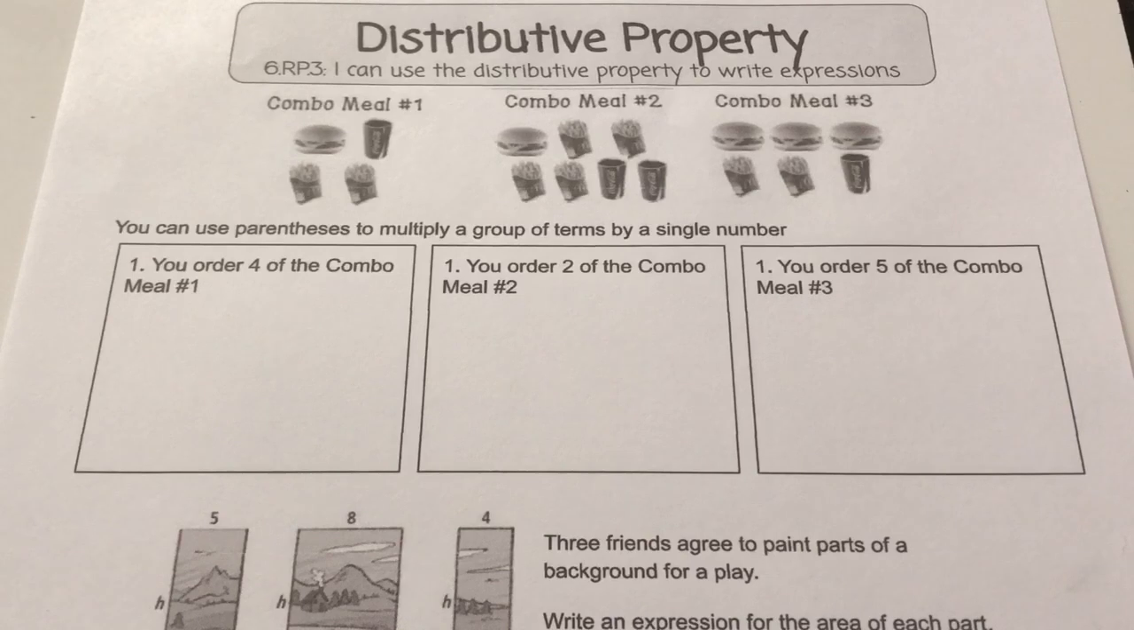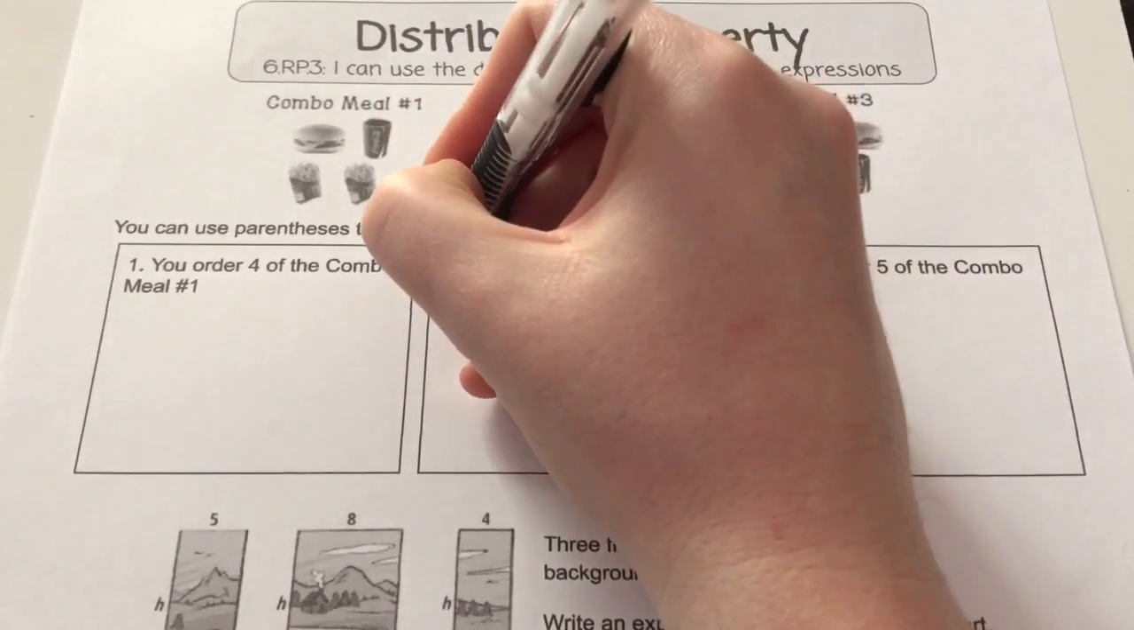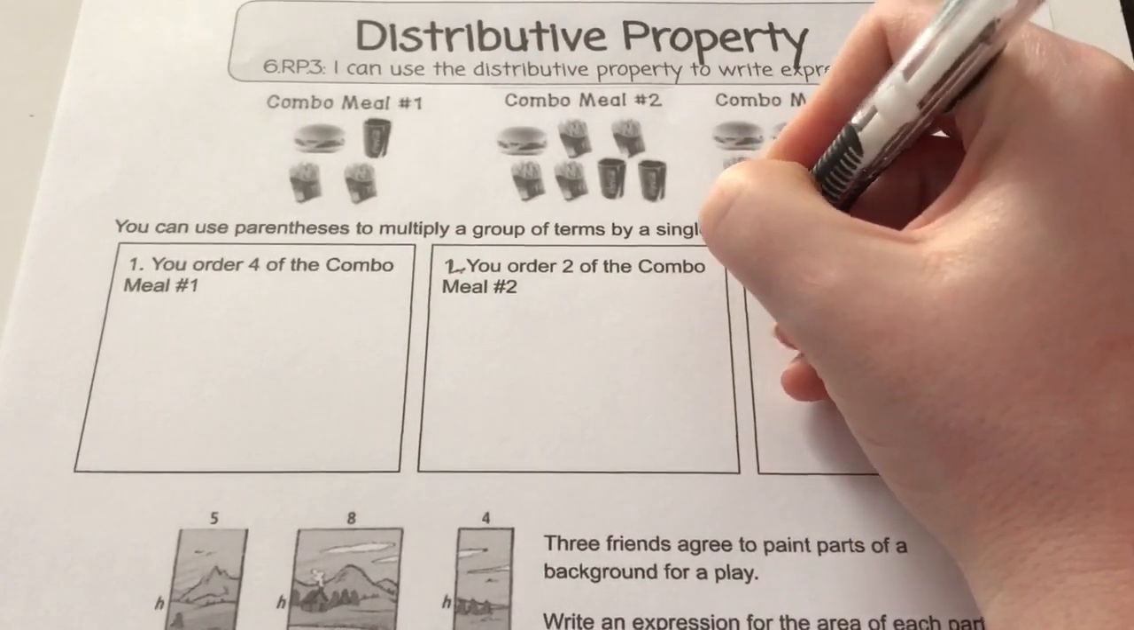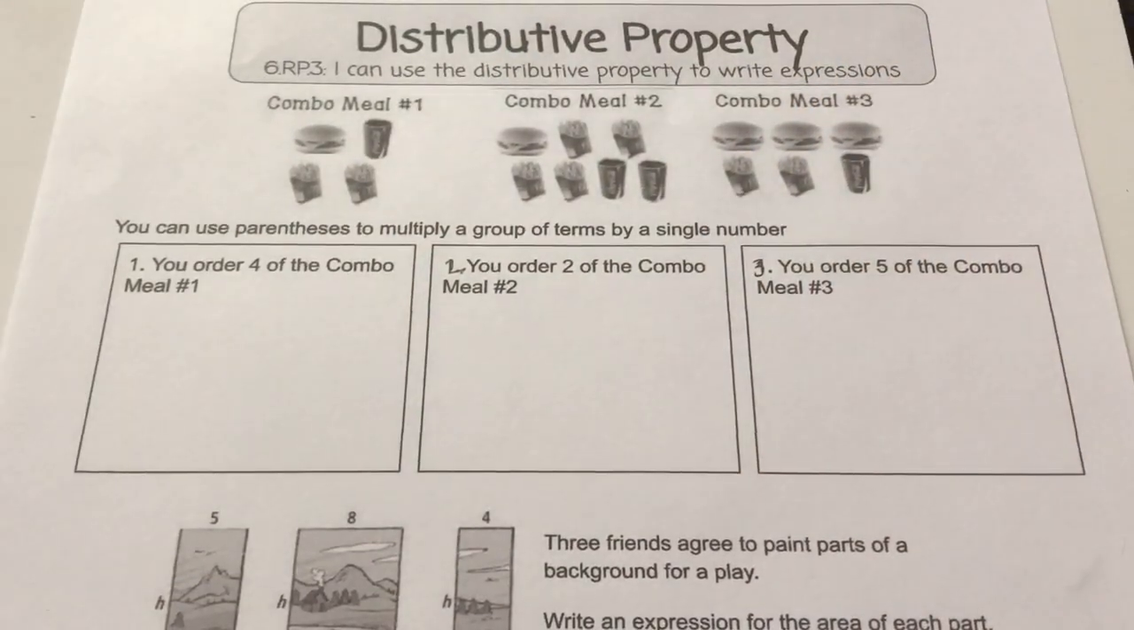So I just want to start off with this activity right here. And I'm also noticing that I accidentally labeled all of these number 1. So go ahead and just change this to number 2 and number 3. My bad. So there's this mathematical concept we can use to do this. Basically, you can use parentheses to multiply a group of terms by a single number.